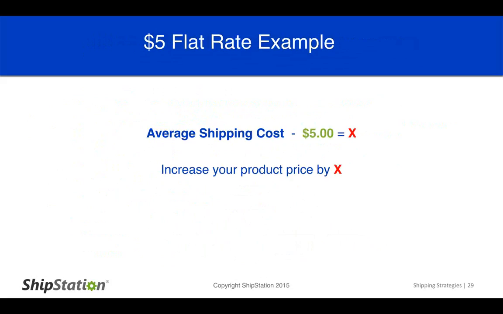One way that you can implement a $5 flat rate shipping strategy is to take your average shipping cost and subtract $5. If you sell a product that costs $10 to ship, for example, then that would leave you with a $5 deficit. You can then take this $5 deficit and increase the product by that amount. This way, you increase the price of the product a little and get the customer to chip in at a more reasonable rate.